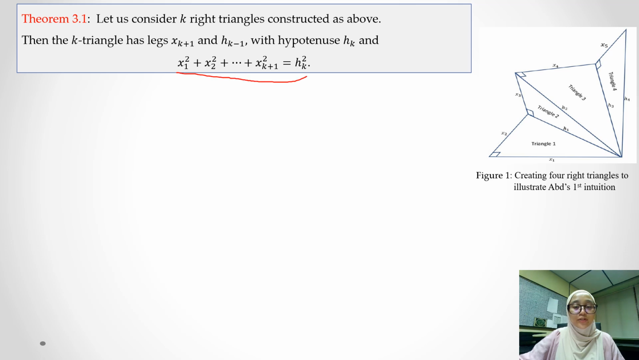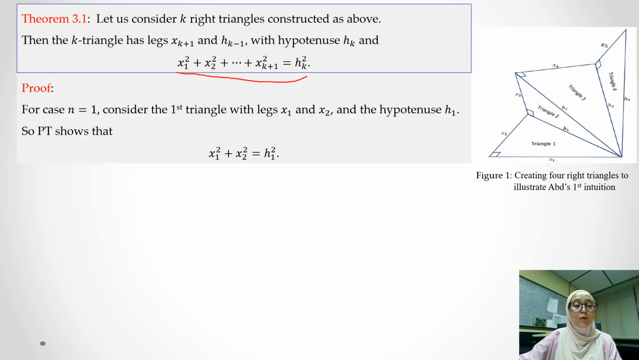To prove this equation, we are going to use mathematical induction, where we start off with the case n equal to 1. To prove the equation for the case n equal to 1, we are going to observe triangle 1 and use the Pythagoras theorem.